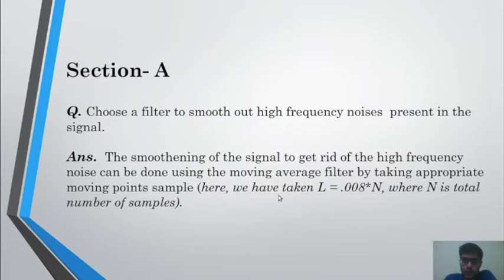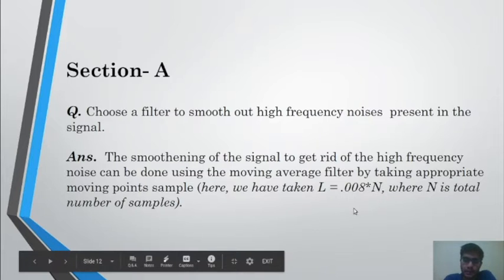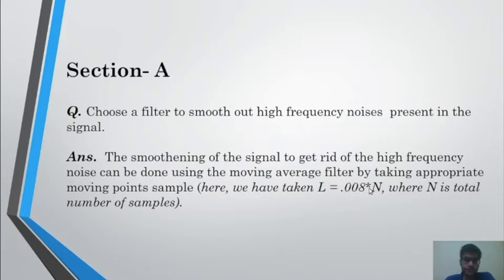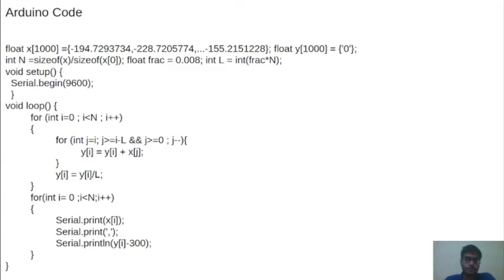For our experiment we took L equal to 0.008 into n, where n is 1000 samples given as the input, and when we calculate this, we get L as 8. Now this can be taken differently by different users according to the need, and L equal to 8 was sufficing our issue, and we were getting a good enough output.